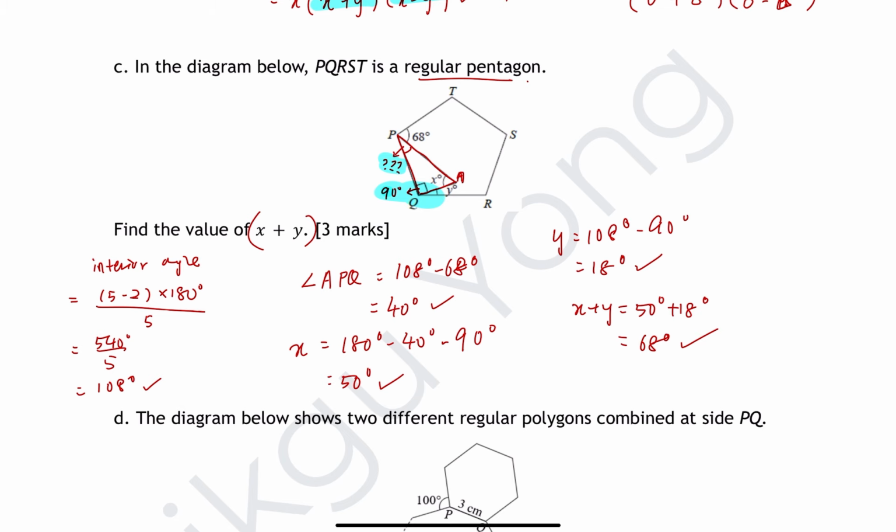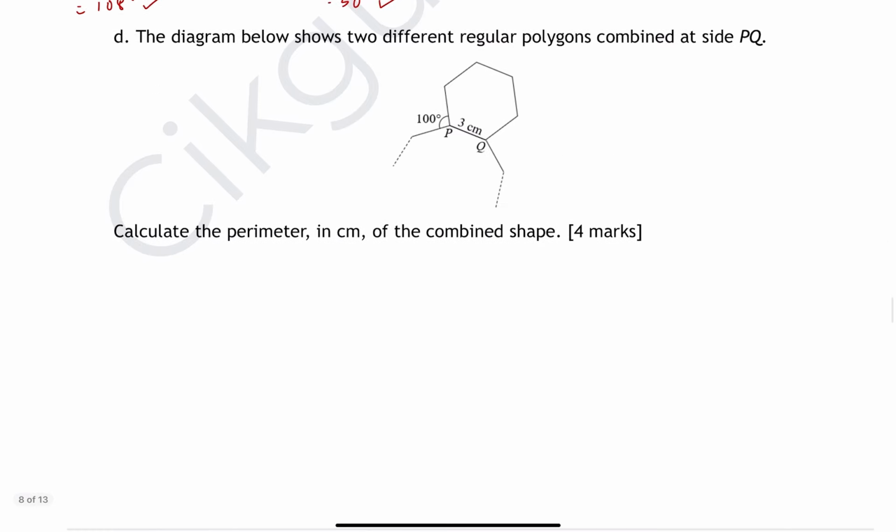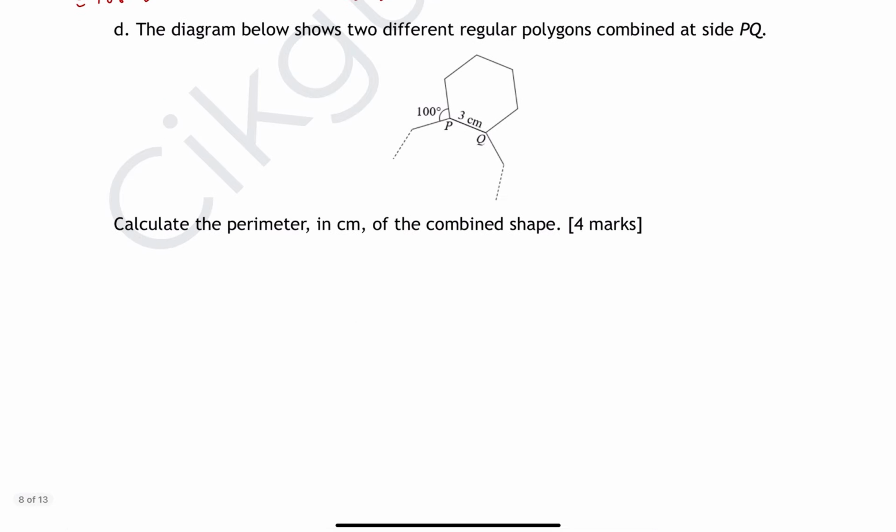Right, so this is your C. And moving on to your D, the diagram below shows 2 different regular polygons combined at side PQ. And you are looking for the perimeter of the combined shape. Okay, this is simple because you have already known that this is a hexagon. Okay, because you have 1, 2, 3, 4, 5, you have 6 sides.